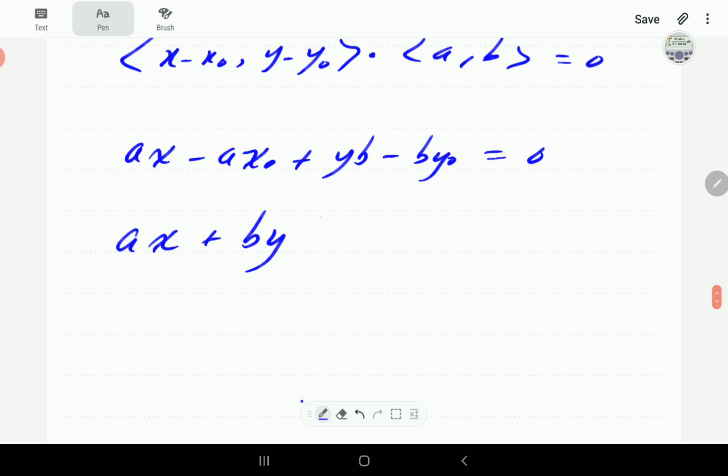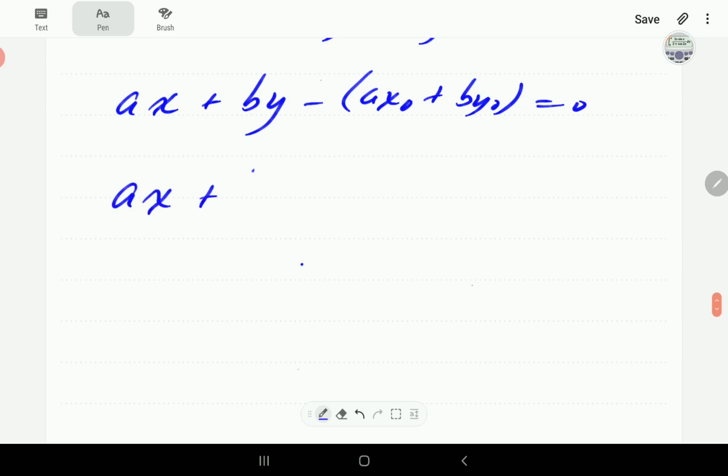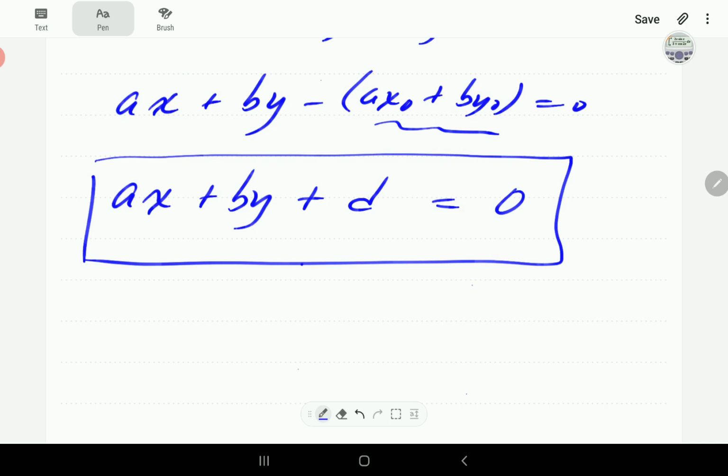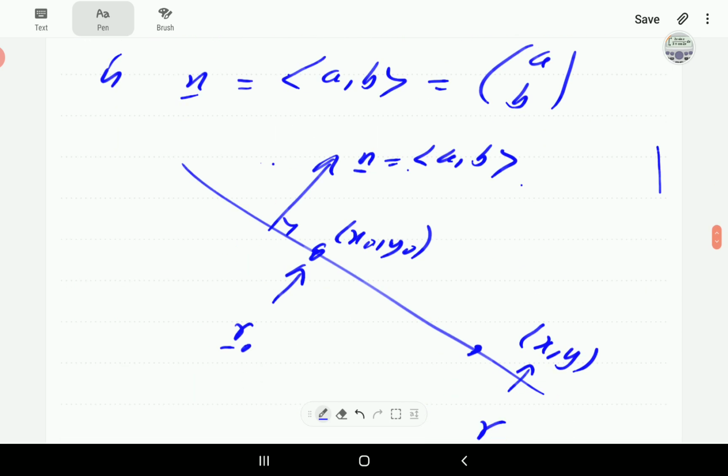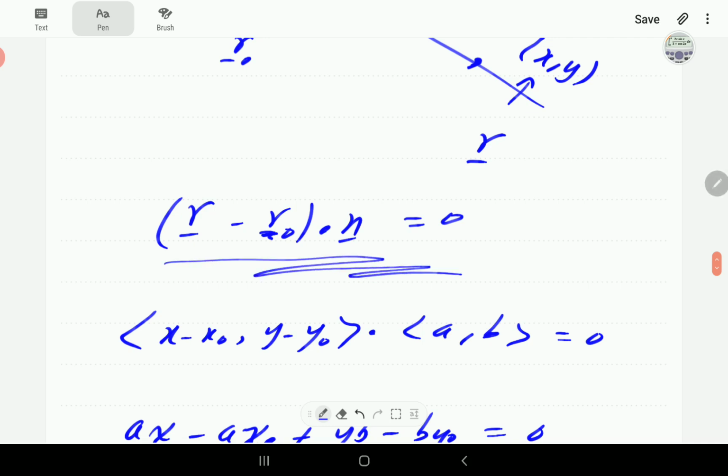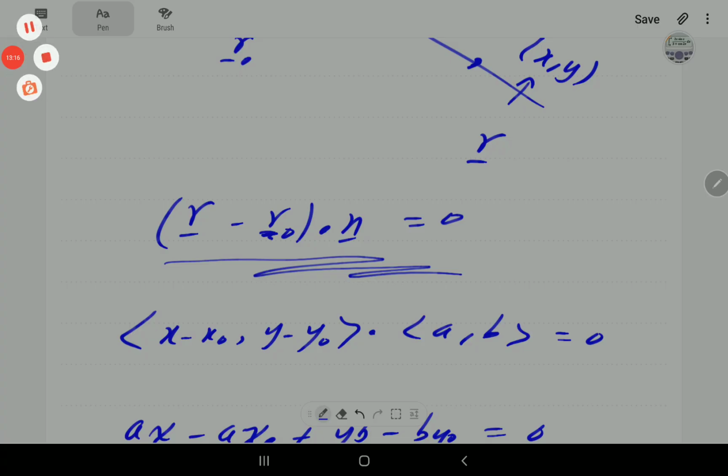This is ax plus by minus ax naught plus by naught is equal to 0, which we can write in the form ax plus by plus d is equal to 0, where d is negative of that quantity there. I think you're going to recall this equation in MAT312. We called it the general form of the equation of a straight line. Okay, so that's another way we can write the equation of a straight line in terms of vectors. Let's look at one or two examples.